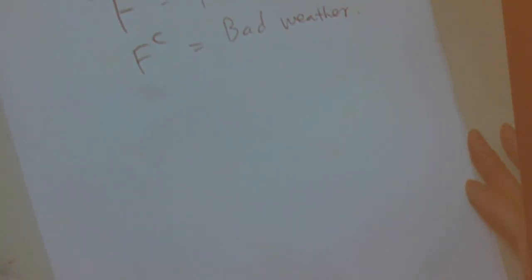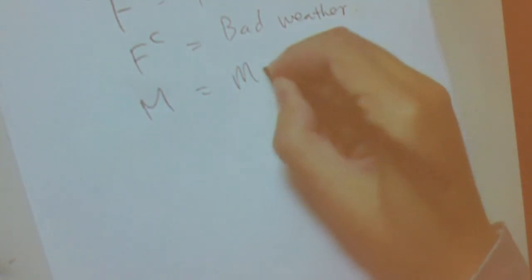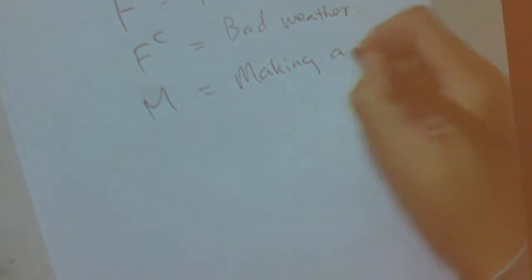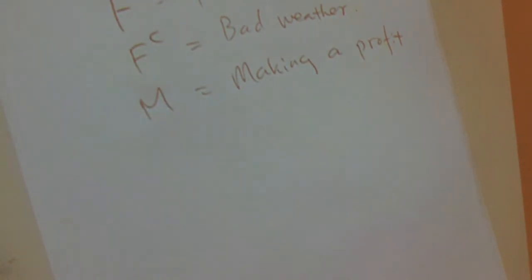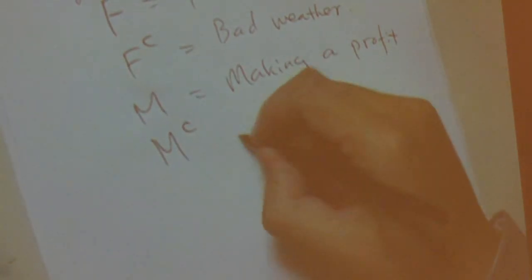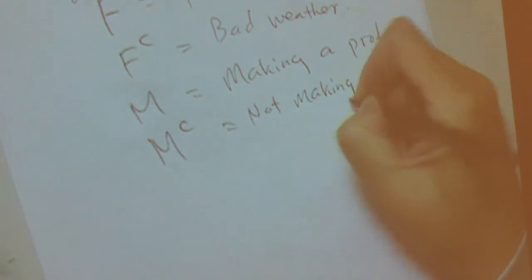Type 2 event is the business event, the business outcome. We either make a profit, I use M, or we don't make a profit. Again, two possibilities. So you can still use complement. That means not making a profit. So we only need 2 letters.